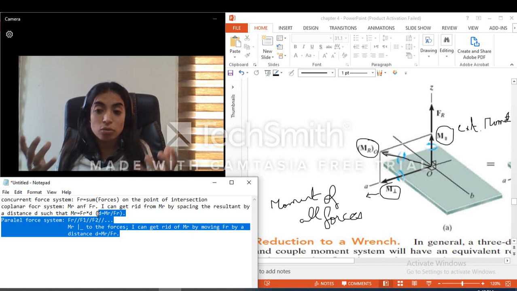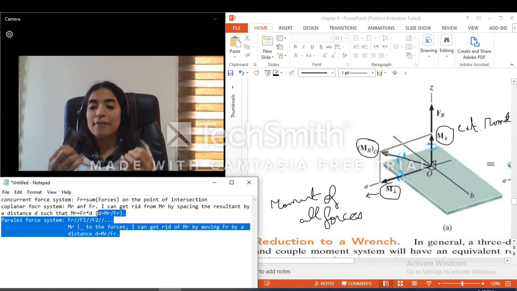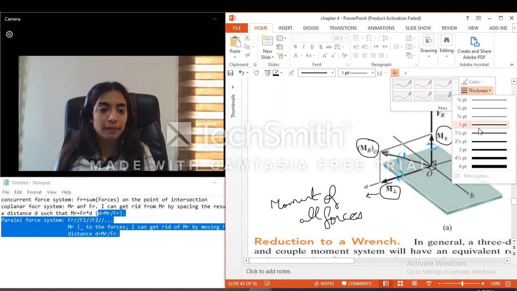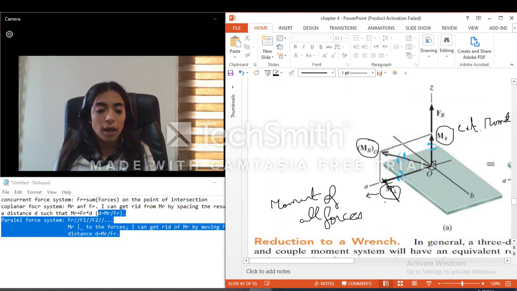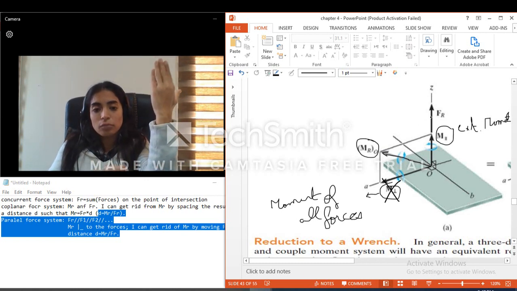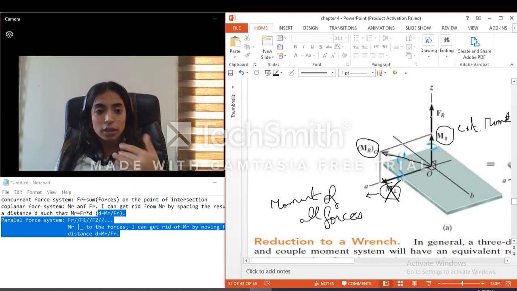So how can I solve for this, and how can I find a very simplified case? Basically, what I can do is get rid of this M perpendicular. Okay, so what I can do is get rid of this M perpendicular by what? By moving FR, since this M perpendicular is perpendicular to FR. So I can move FR by a distance D so that D times FR is equal to M perpendicular. And in this case, I can get rid of this M perpendicular.